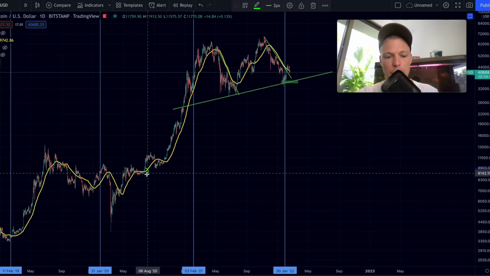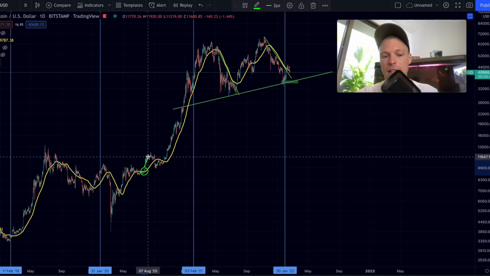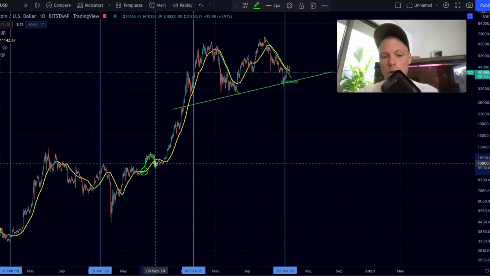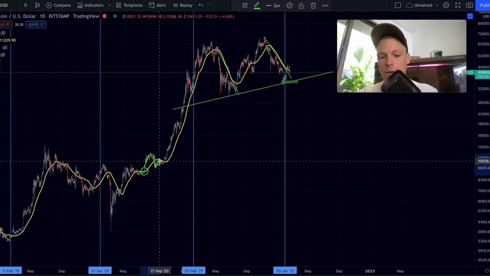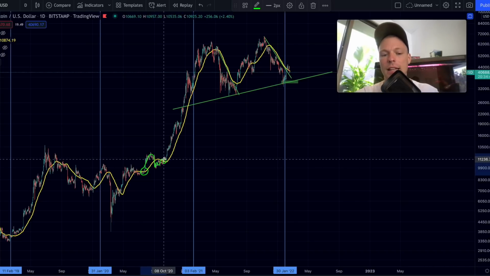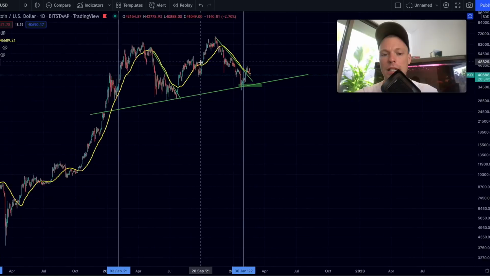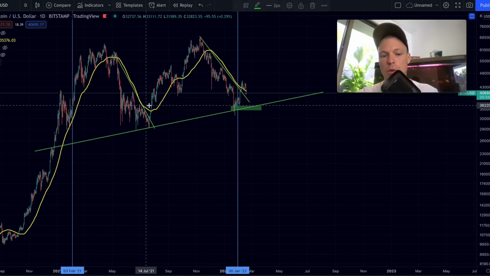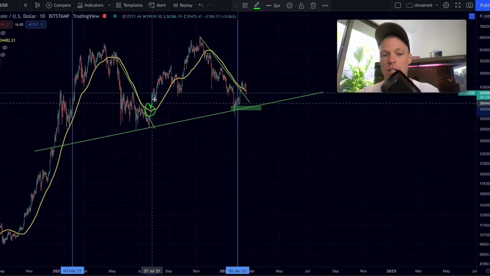The moment we break above the 50 daily, we got a nice rally. The moment we break below, we are in a downtrend. Here we got a break above the 50 daily. That was the start of this major rally. And here we also had a nice break of the 50 daily, which was the start of this rally.